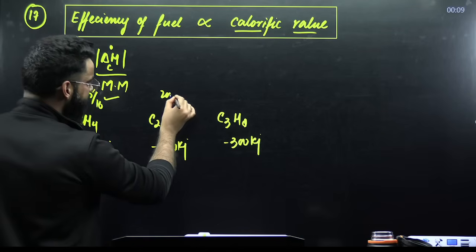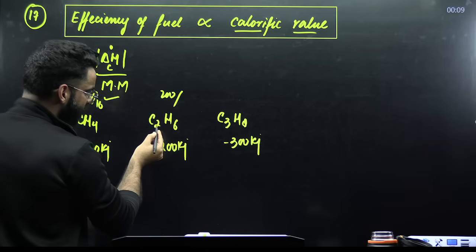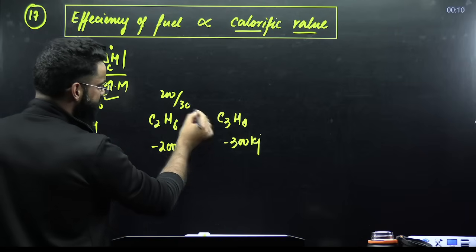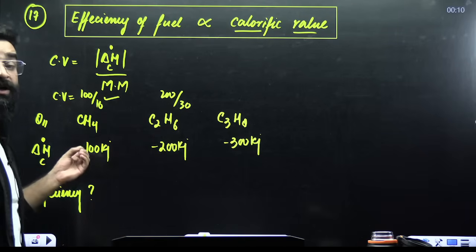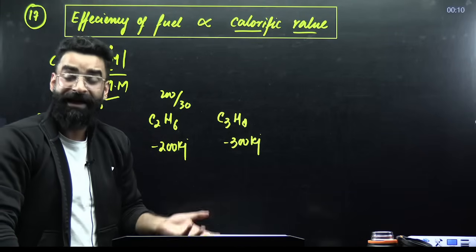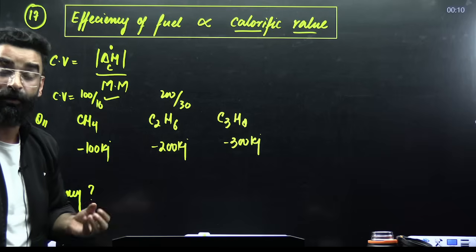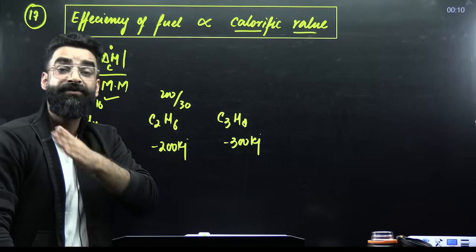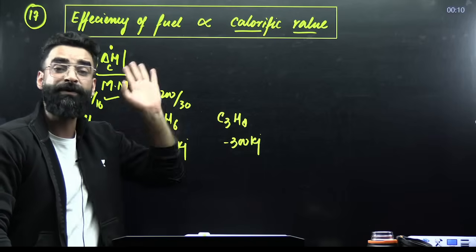Similarly, this will be 200 divided by its molar mass, which will be 12 times 2 is 24, 24 plus 6 is 30. Similarly, you can calculate for this. And you need to check which one has got more calorific value. And the more the calorific value, the better the efficiency of the fuel, the better the quality of the fuel. So they can give you certain fuels. They'll ask you to arrange these fuels on the basis of their quality.